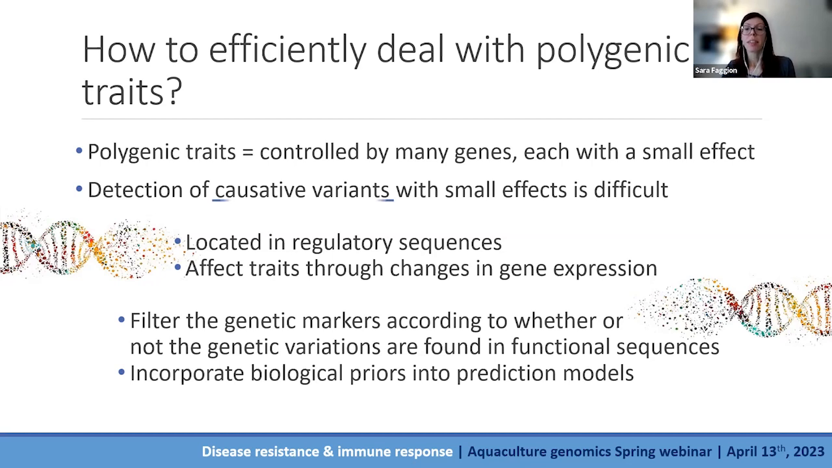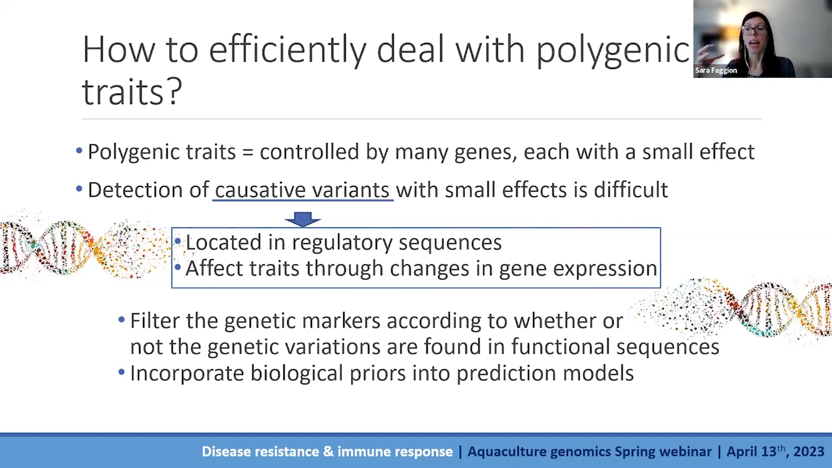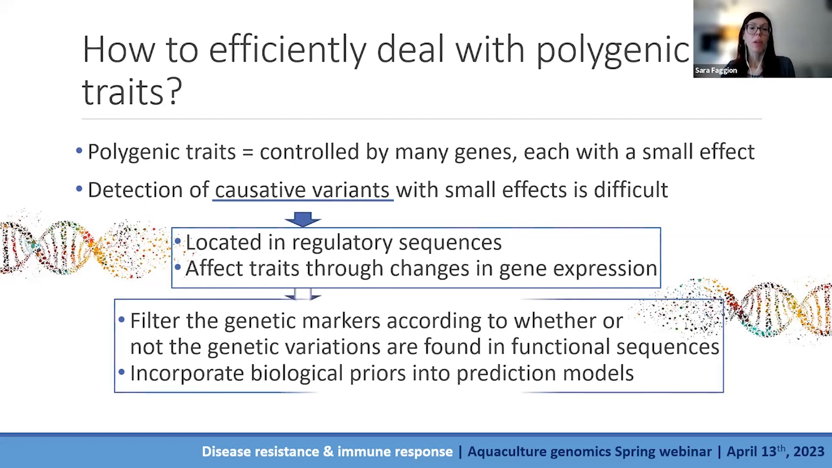So we know that most of the causal variants are likely to be located in regulatory sequences. Luca has already explained that, and they should impact complex traits through changes in gene expression. What we can do is determine whether the genetic variants are present in functional sequences and try to filter to create the subset of genetic markers according to that. And we can then develop prediction models that take into account biological priors.